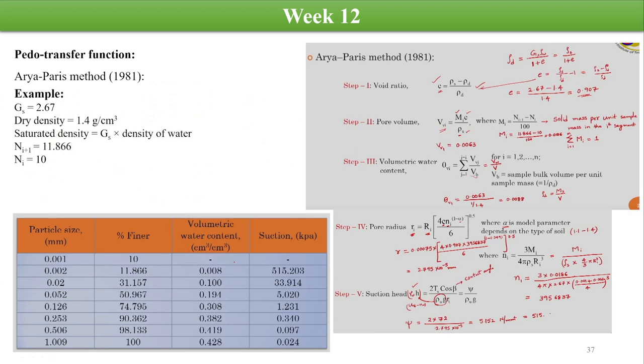Now, before we move on to devise this pedotransfer function using our Arya and Paris function method, we'll take a short break and then we can start from here again.